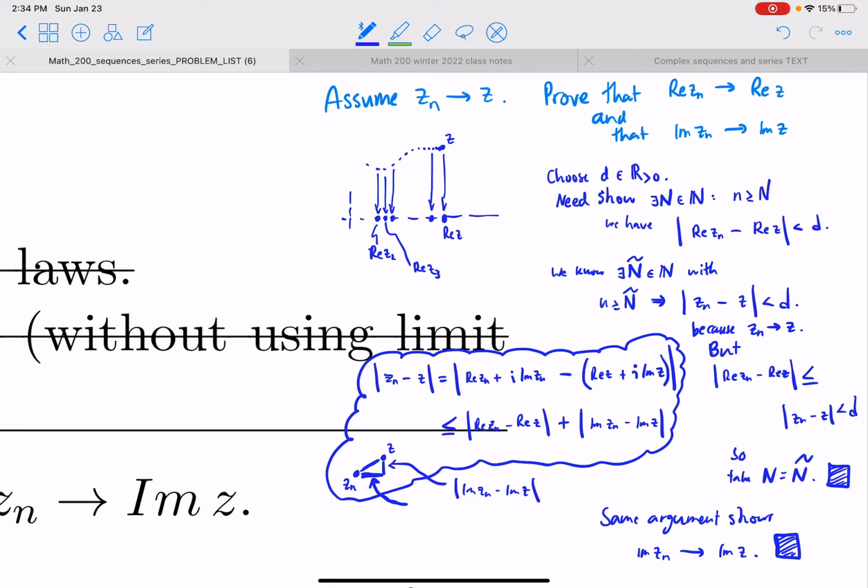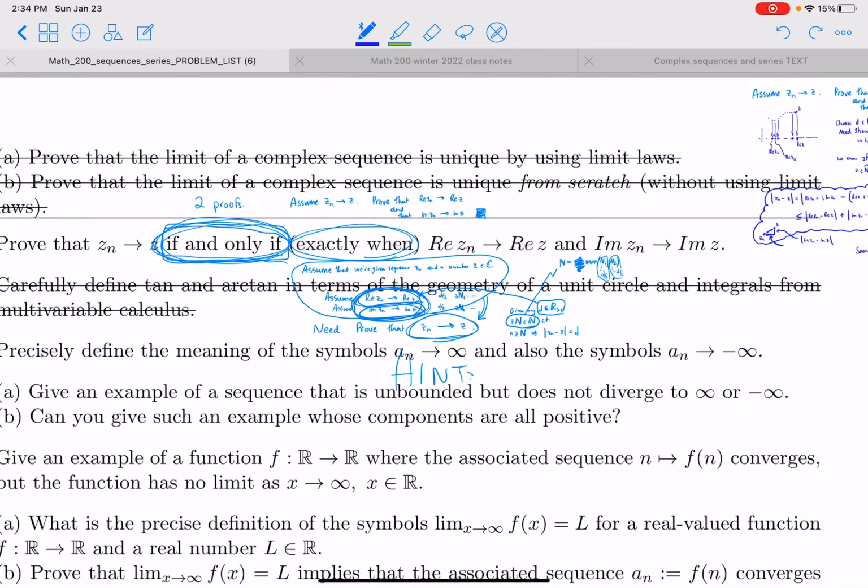Make sure you understand the logic and why I wrote the words in the order that I wrote them, proceeding down. Okay. All right, so then we are done with half of it.